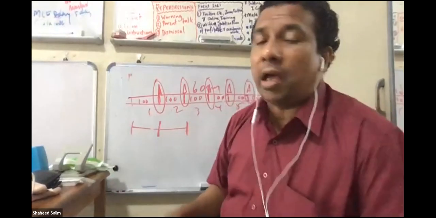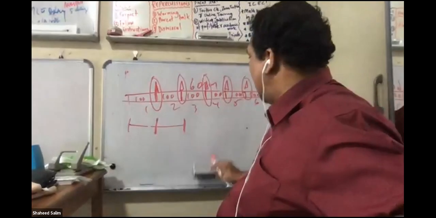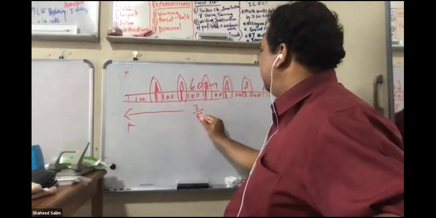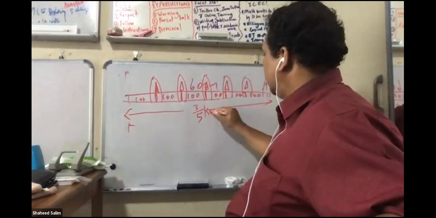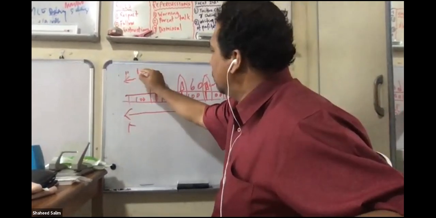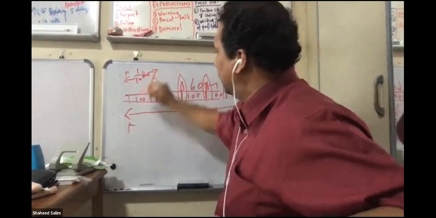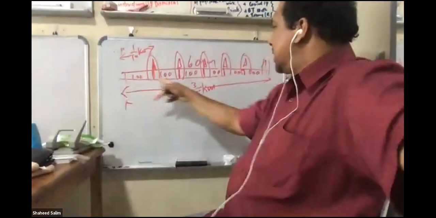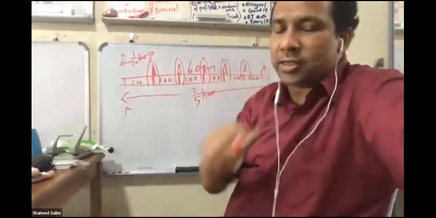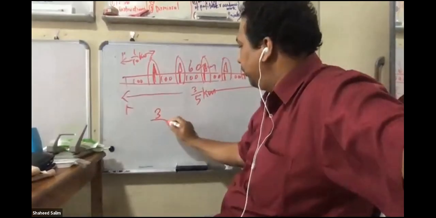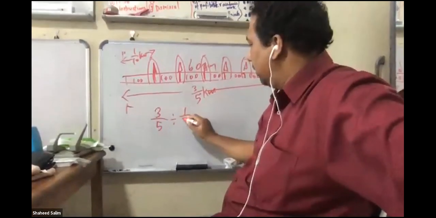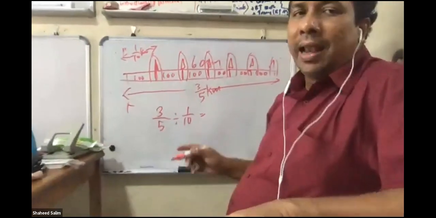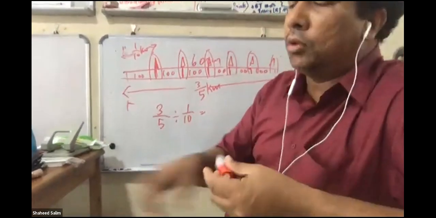If you understand this now, let's change it now. They say now that from here to here is 350 m, and from here to here is 1 over 10 km. So you want to find how many markings are there. There's 600 divided by 100, get 6. Now do the same thing. 3/5 divided by 1/10. You try to do this. You get 6 now. Can you try to do this? If you understand the concept, you will be able to do.